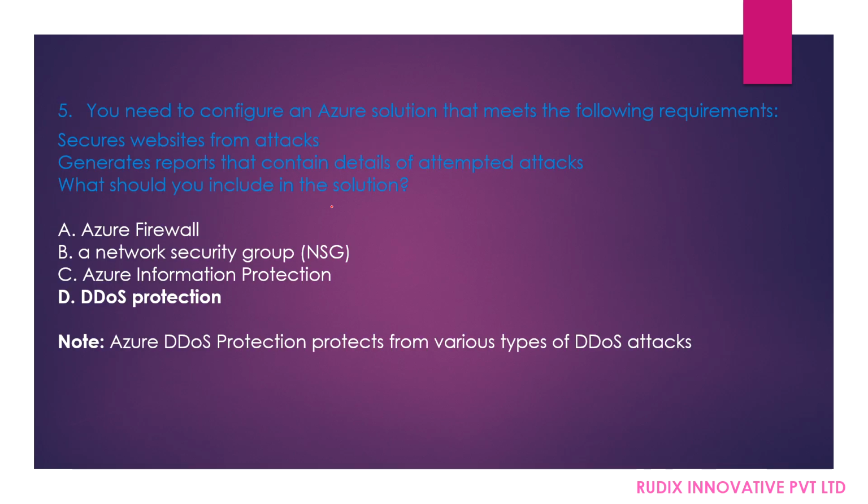Next question. You need to configure an Azure solution that meets the following requirements. First, secure the website from attacks. Second, generate reports that contain details of attempted attacks. What should you include in the solution? Option A, Azure Firewall. B, Network Security Group. C, Azure Information Protection. D, DDoS Protection.